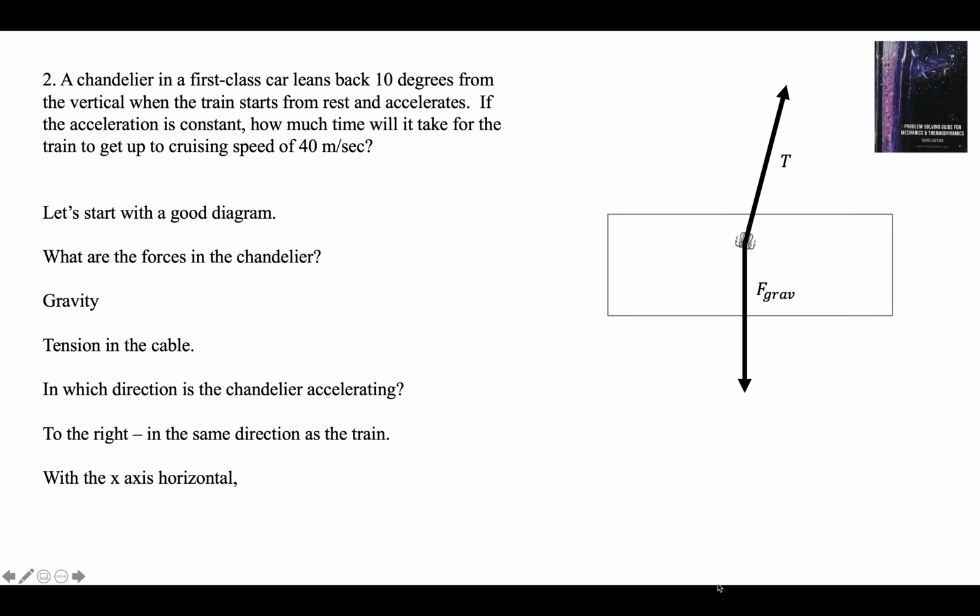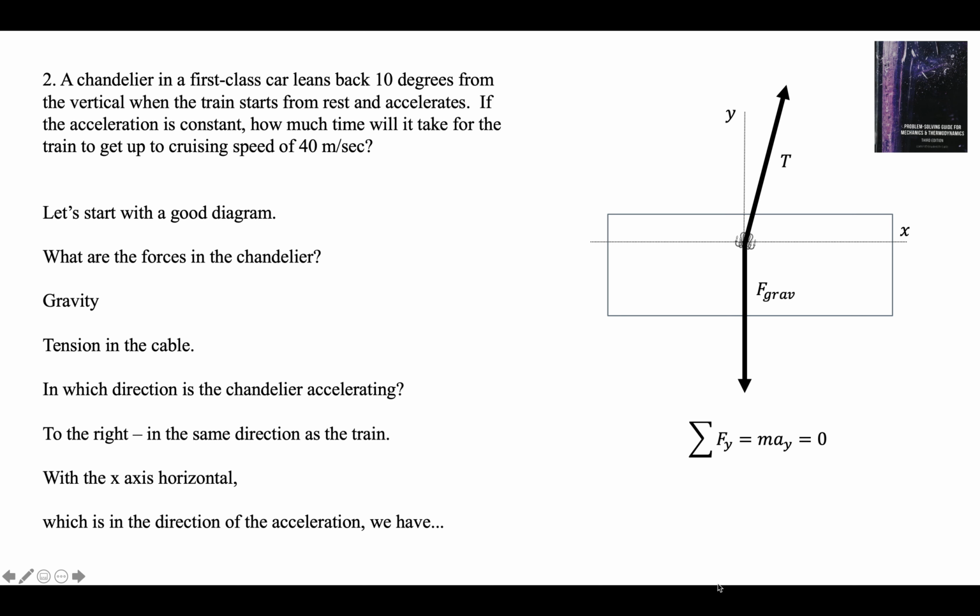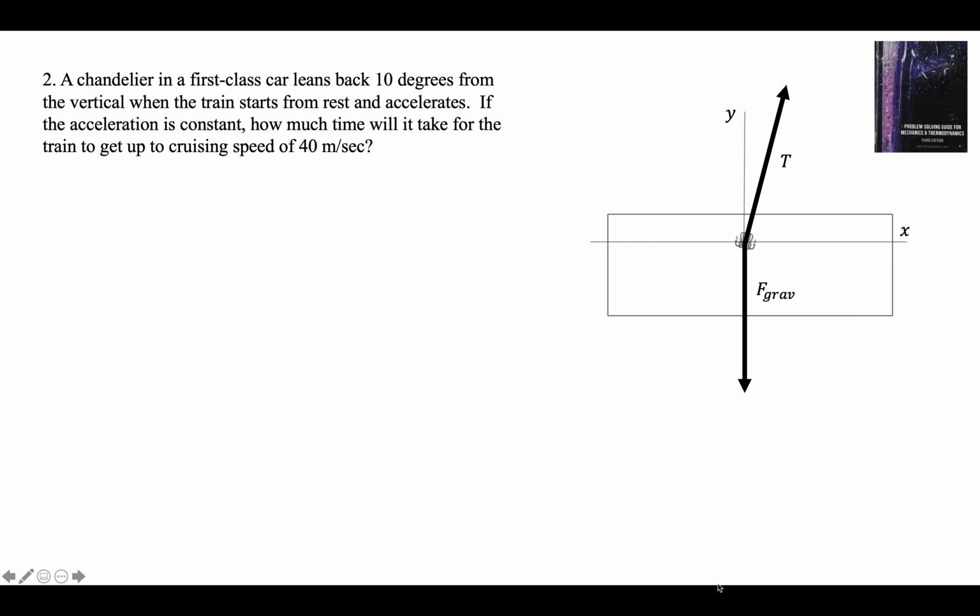Let's put the x-axis horizontal along the direction of the acceleration. When we do that, the sum of the forces in the y direction is 0. The y coordinate of the chandelier is always 0. The chandelier never moves up or down. Nothing's really happening in the y direction. It's all in the horizontal direction. So the acceleration in the x direction is the acceleration of the chandelier, because we put the x-axis in the direction of the acceleration. It's given that the chandelier is 10 degrees from the vertical. We can put that in, 10 degrees.